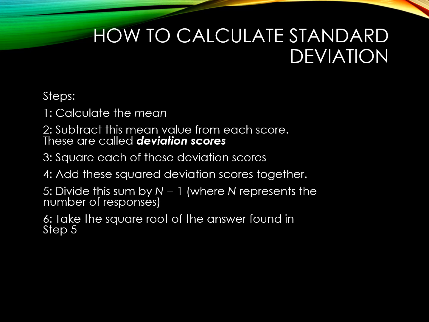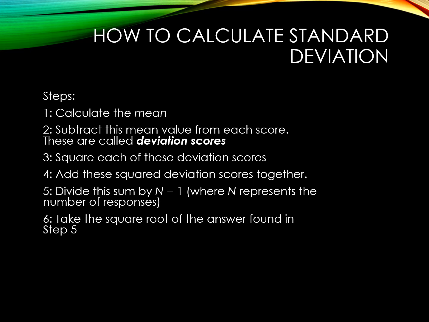Then we're going to square each of these deviation scores. So the difference we found for the first one, let's just say it's 3. We're going to square that. So 3 times 3 is 9. Then we're going to add up all these squared deviations. So we'll get a very large number, right? Then we're going to divide that total by n minus 1, where n is the total number of responses. So if we have 10 responses, n minus 1 is 9. So all those squared deviations added together are divided by 9.